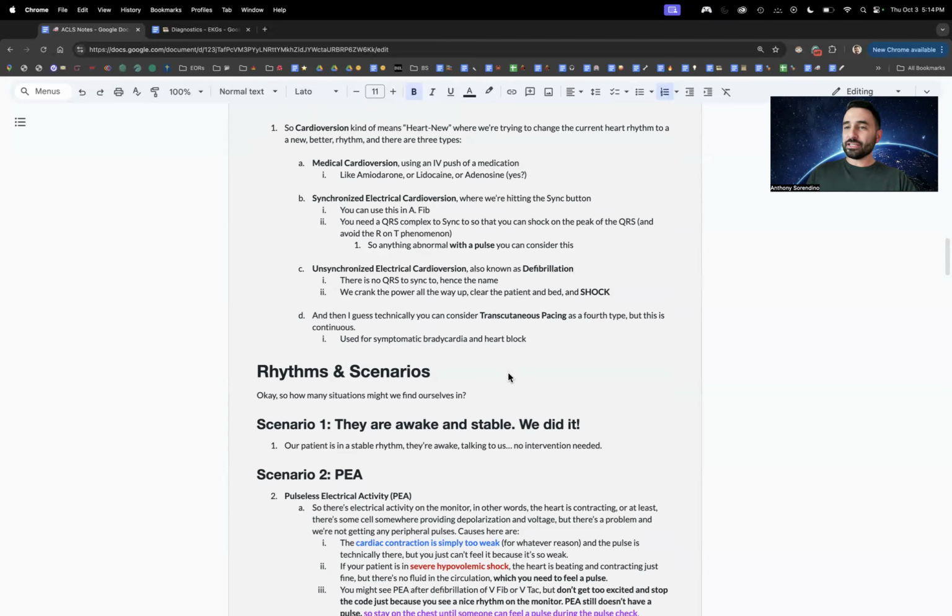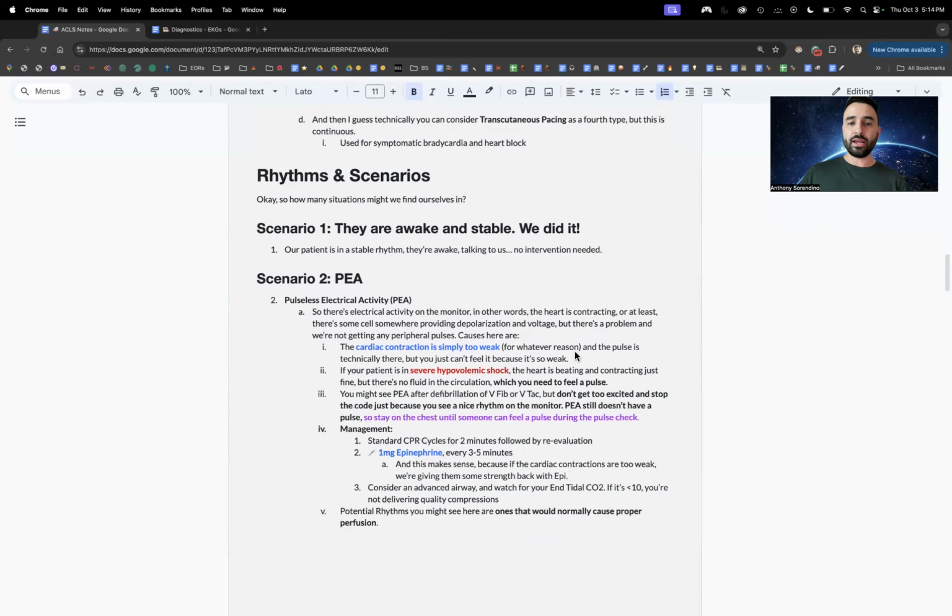And then there's transcutaneous pacing, which is used for symptomatic bradycardia and for different heart blocks, where you're putting the same pads on somebody, but you're not shocking them once. You're continuously pacing them, which can actually be pretty painful. So that's the vocabulary here.